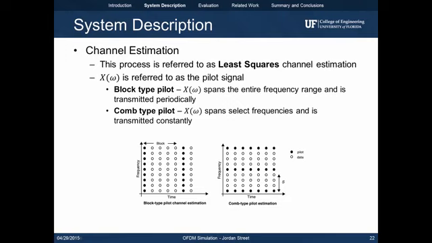The known signal X of omega is referred to as the pilot signal and can either be of block type or comb type. Block type pilots are periodic in time but span the entire frequency range, while comb type pilots are periodic in frequency but span the entire time range.